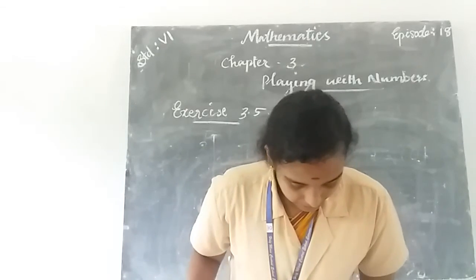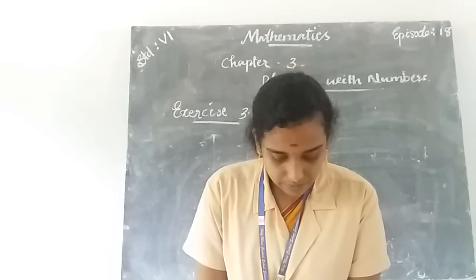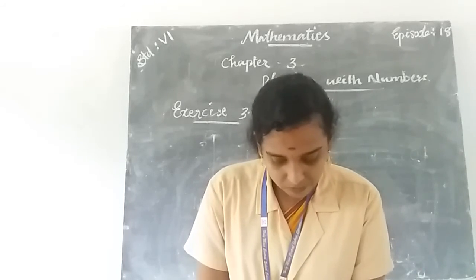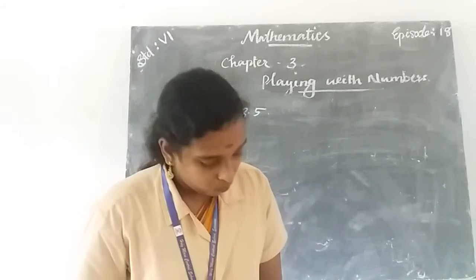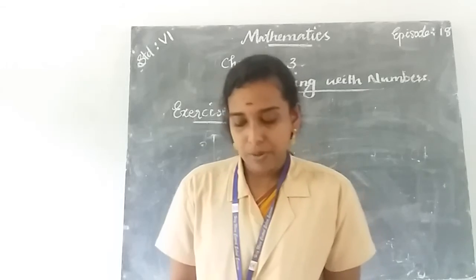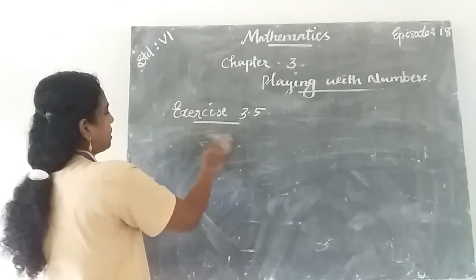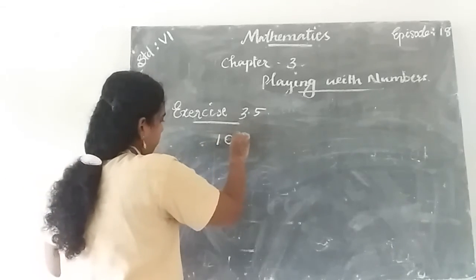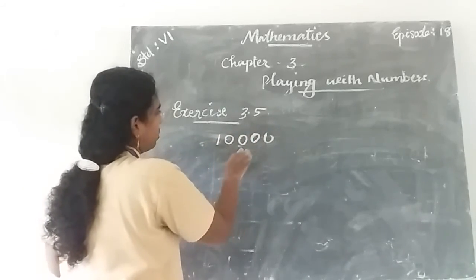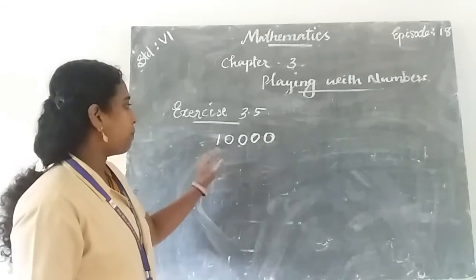And the next question is question number 5. Write the smallest 5-digit number and express it in the form of its prime factors. For writing the smallest number, we take 1, then we put 4 zeros: 1, 2, 3, 4, 5. This is the smallest 5-digit number.